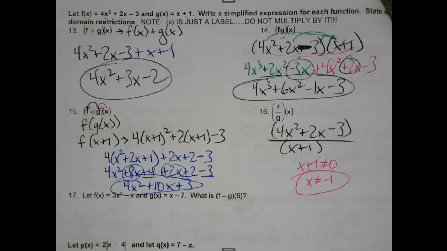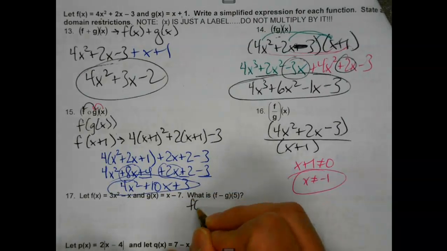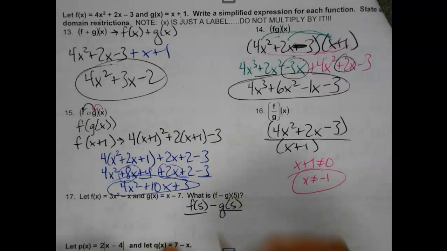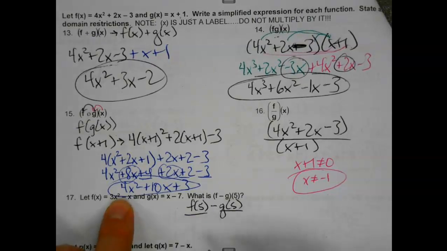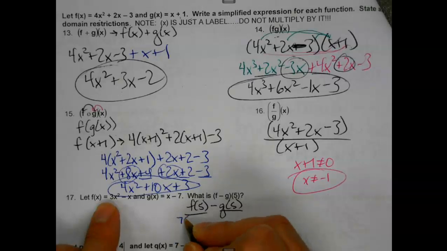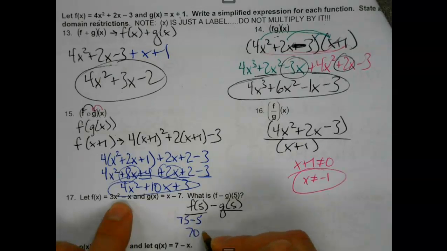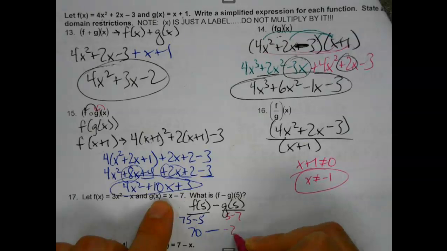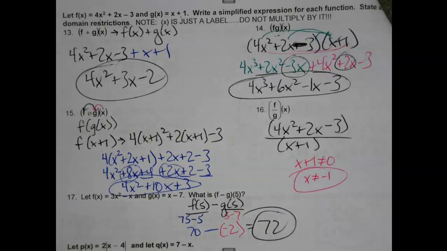What is f minus g of 5? This is not a composition. There's no 0 there. I want you to find f when you plug 5 in, and I want you to find g when you plug 5 in, and I want you to subtract the answers. So f of 5. So 5 squared is 25, times 3 is 75, minus 5, which is 70. Here we got 5 minus 7, which is negative 2, and 70 minus negative 2 would be 72.